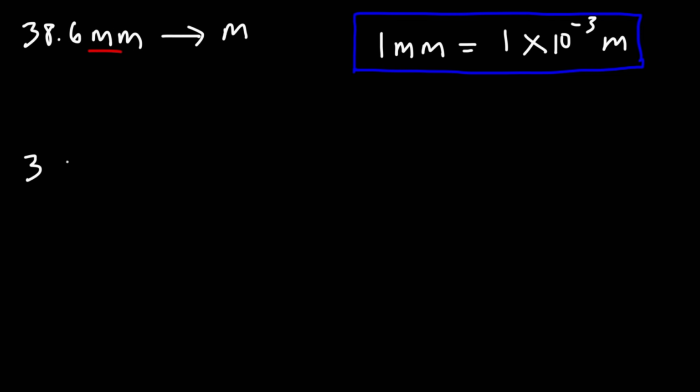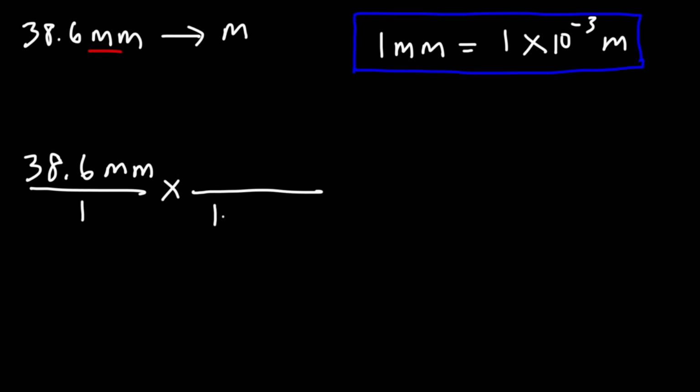So now we can convert. We're going to start with 38.6 millimeters over 1. And then we're going to put the unit millimeters on the bottom, and then the unit meters on top.